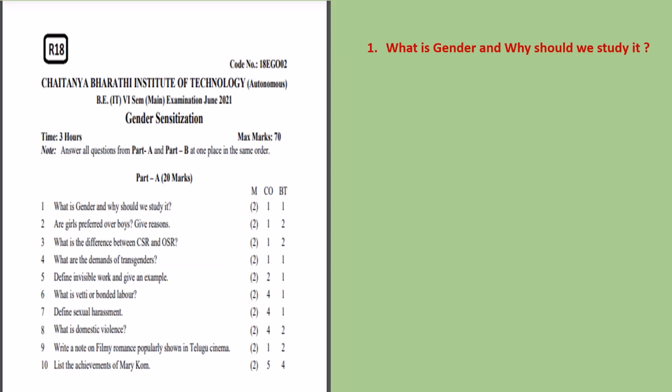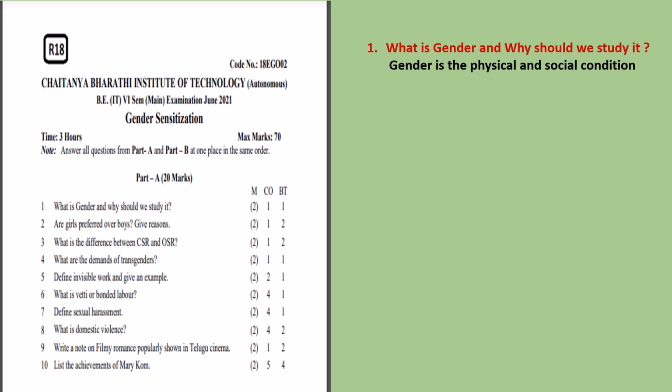Let us solve the first part, that is short type answers. You have to answer all the questions, and each question carries 2 marks. The first question is, what is gender and why should we study it? By this time you might be very familiar with this question.